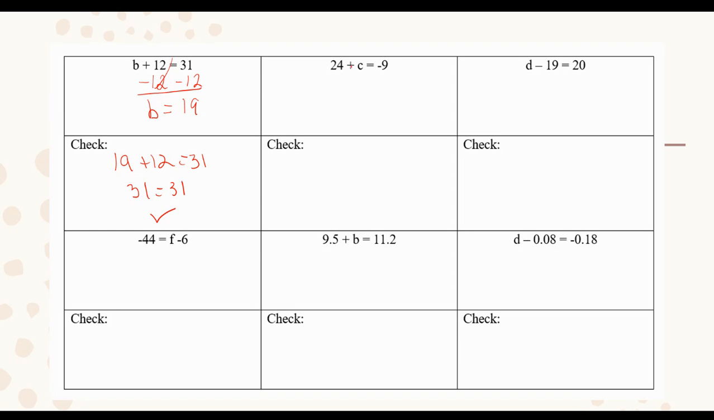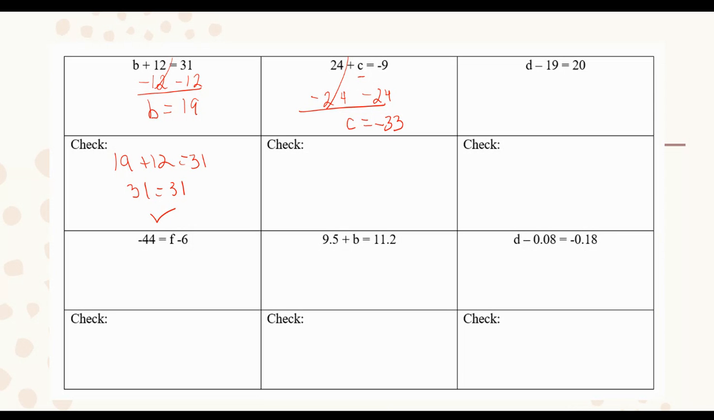The next one, things switch places a little bit, but again, the goal is to get the variable by itself, so I need to move this 24. So I'm going to subtract your 24. 24 minus 24 is 0, so that cancels out. Bring down your C. When you're putting this in the calculator on the right-hand side, you have a -9 minus 24. So -9 minus 24, the calculator gives you a -33.